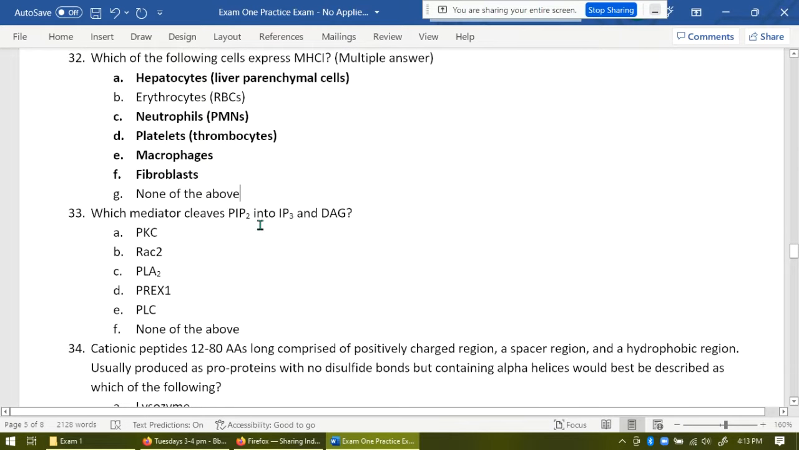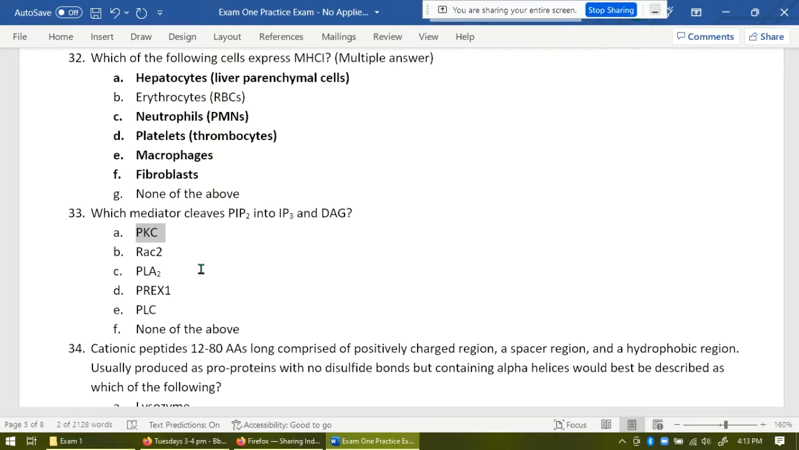Which mediator cleaves into IP3 and DAG? Protein kinase C is definitely not going to do that. It's going to phosphorylate proteins to bring about reactive oxygen species production or degranulation. So it doesn't do that. RAC2, that one doesn't do it. RAC2 assembles NADPH oxidase.